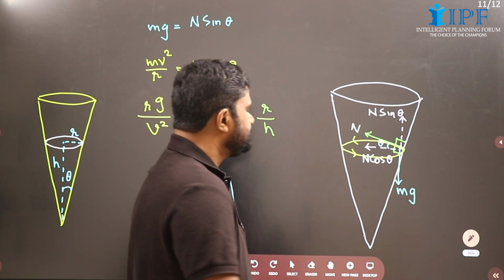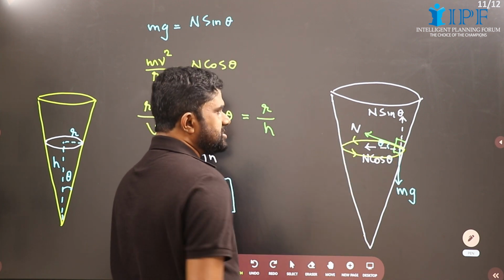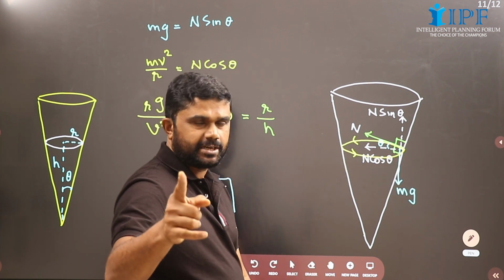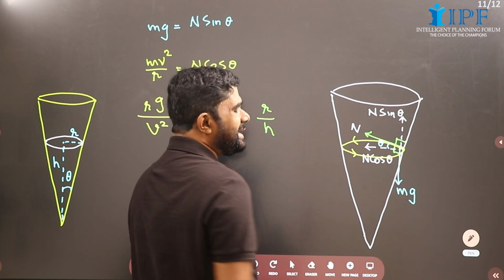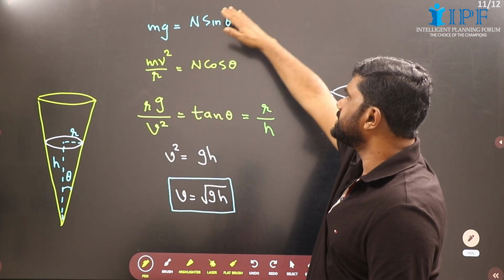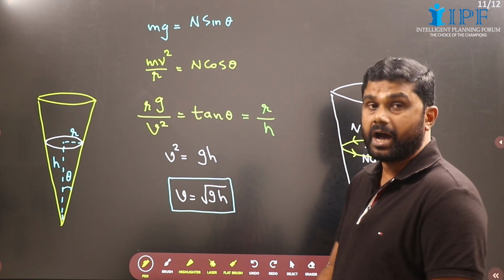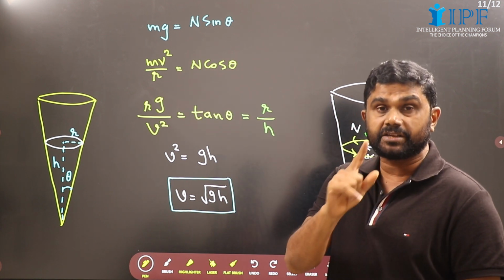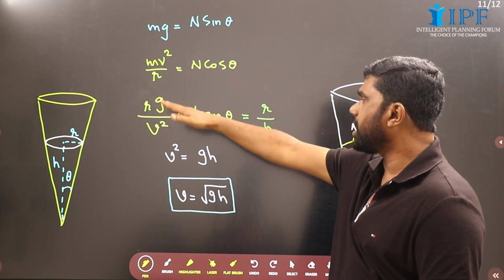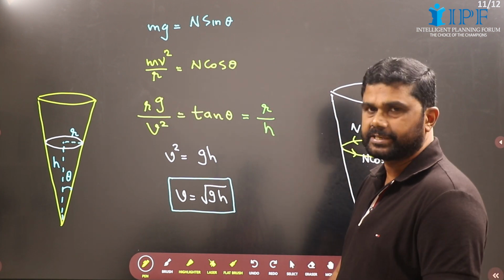Okay, now see, normal reaction will be acting like this, N. It can be resolved into two components. N cos theta provides the centripetal force and N sin theta balances the weight. Now see, mg equals N sin theta, and N cos theta equals mv square by r. R is the radius of the circular path in which the particle is moving. Divide these two, we will get rg by v square equal to tan theta.